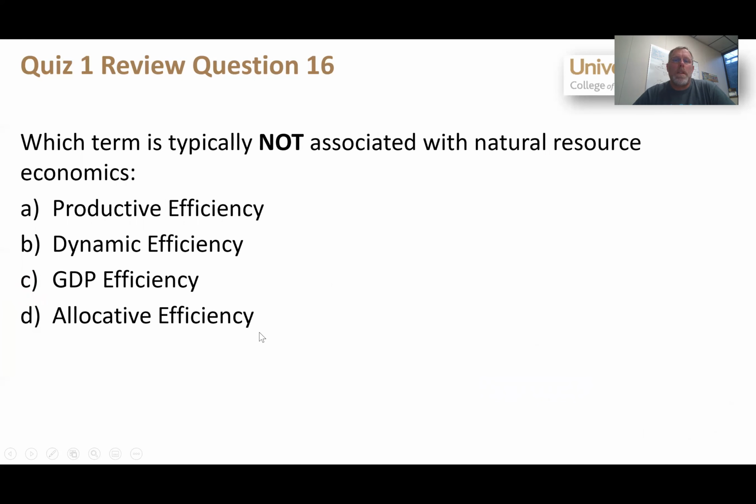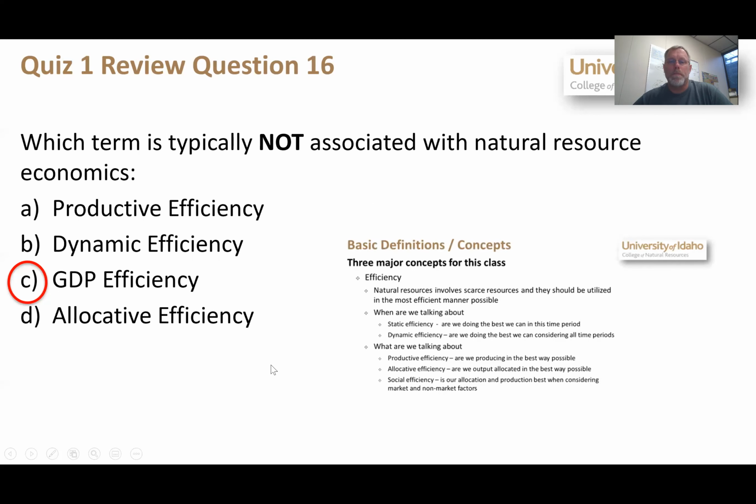Question 16: which term is typically not associated with natural resource economics? A, productive efficiency, B, dynamic efficiency, C, GDP efficiency, or D, allocative efficiency. Here the answer would be C, GDP efficiency. GDP is just a measure of economic output, and these other ones were all things we talked about in our earlier slides.